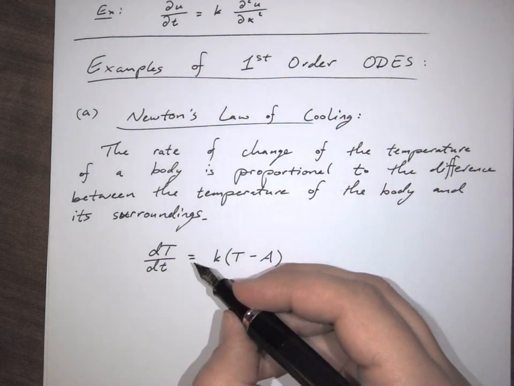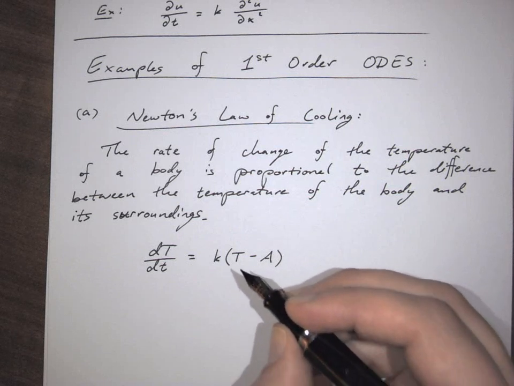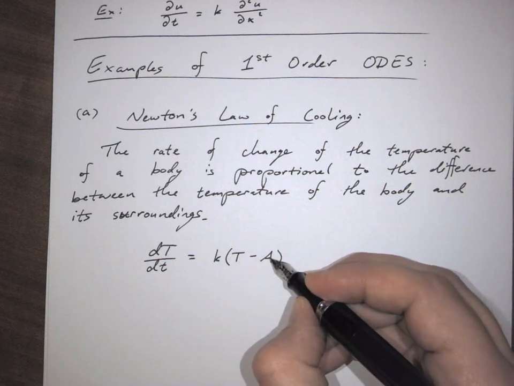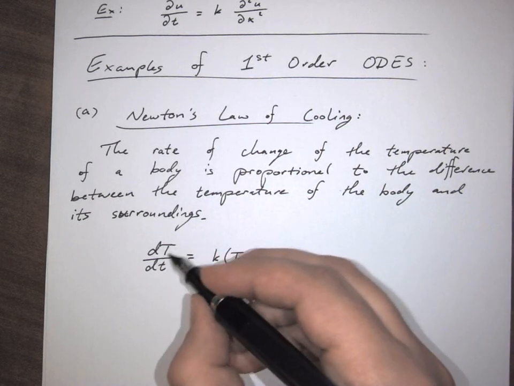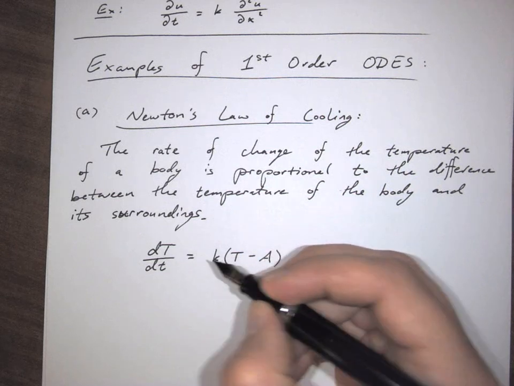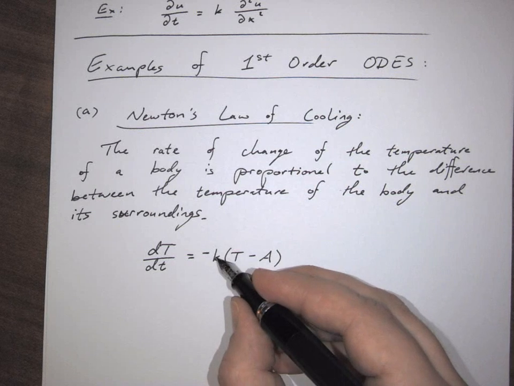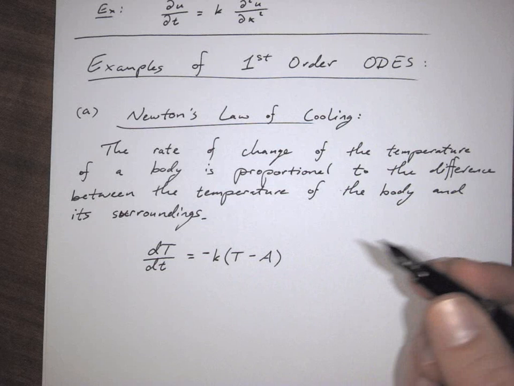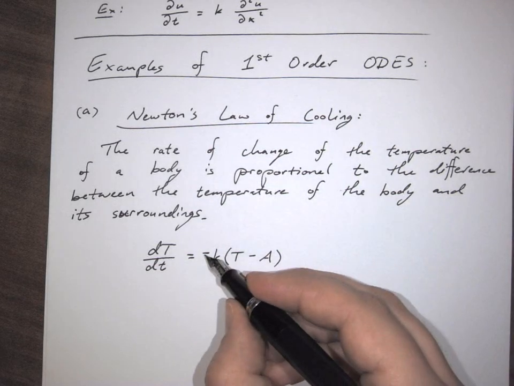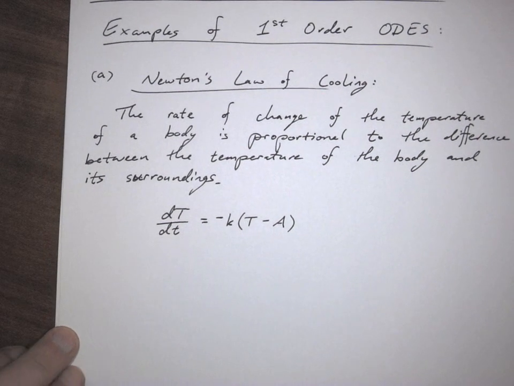Conversely, if the body in question is cooler than the temperature around it, it'll be warming up. So if this temperature is less than this, in other words, if this difference is negative, the temperature will be increasing, so this should become a positive amount. So we will put a negative here so that the constant K can be assumed to be positive, and this will indicate that the temperature is changing in the reverse direction of this difference. So this would be the differential equations version of Newton's law of cooling.